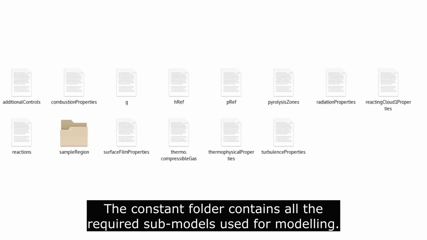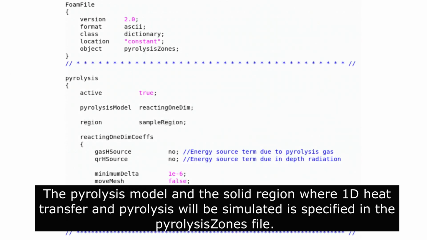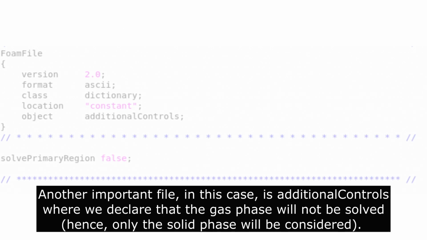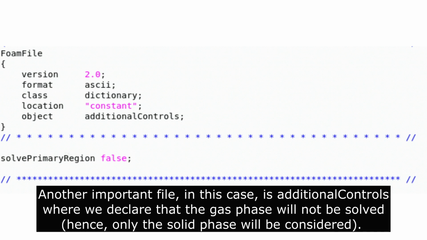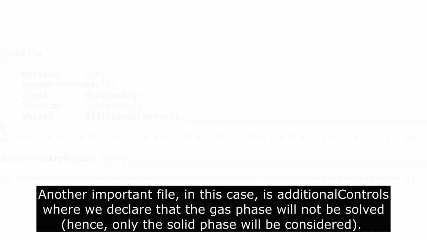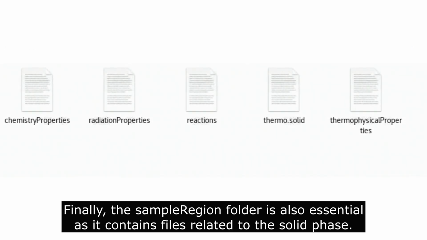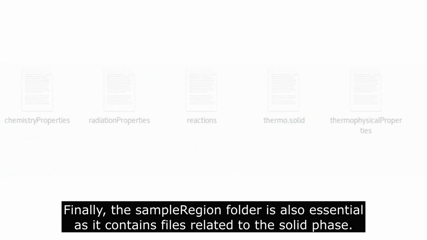The constant folder contains all the required submodels used for modeling. The pyrolysis model in the solid region where 1D heat transfer and pyrolysis will be simulated is specified in the pyrolysis zones file. Another important file in this case is additional controls, where we declare that the gas phase will not be solved. Hence, only the solid phase will be considered. Finally, the sample region folder is also essential, as it contains files related to the solid phase.